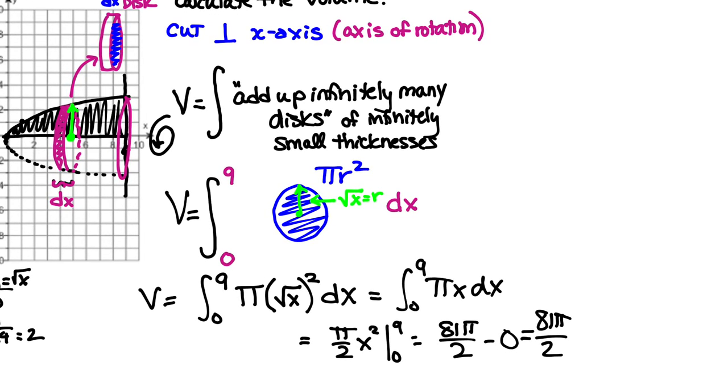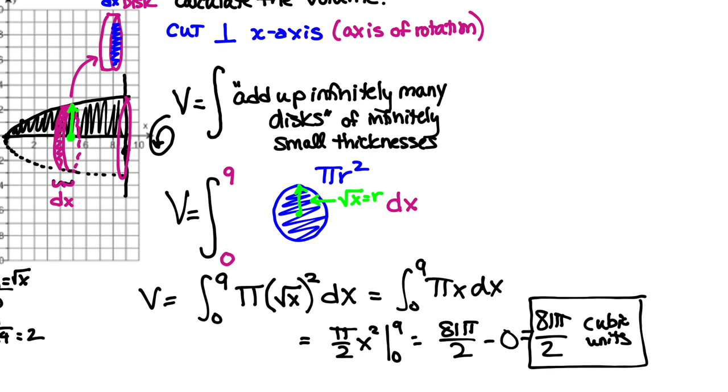And often you will see that your answers are going to have pi in them, right? Because we're talking about disks, and area of disks is all based on pi r squared. So you guys should be getting 81 pi over 2 cubic units. Does that make sense? Do you guys see that?